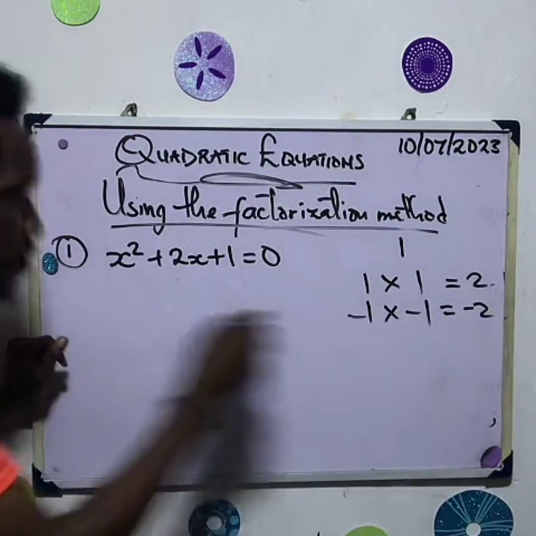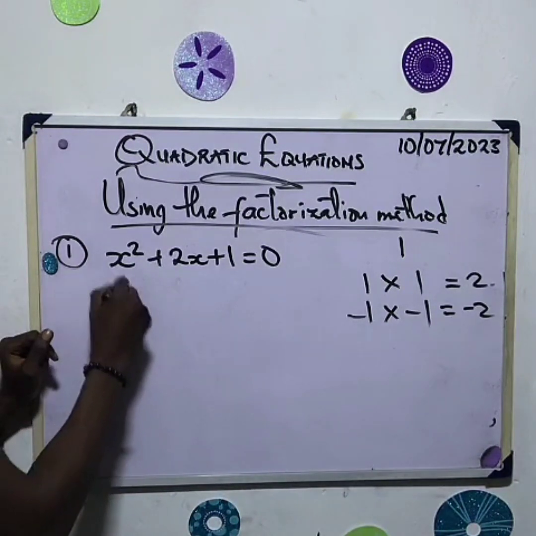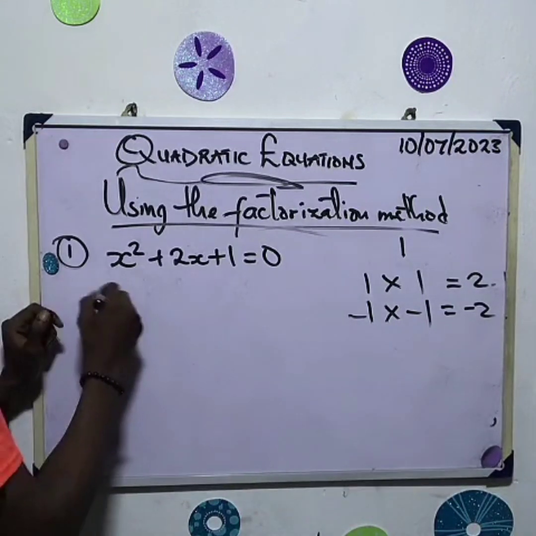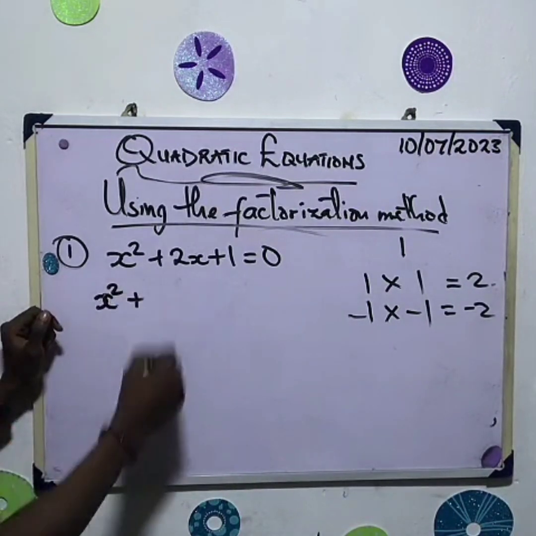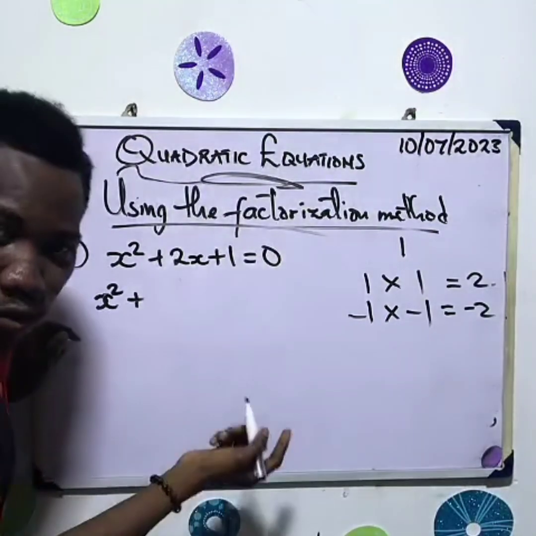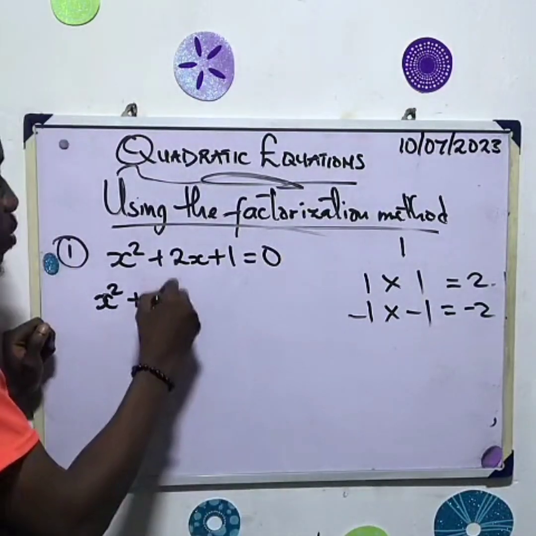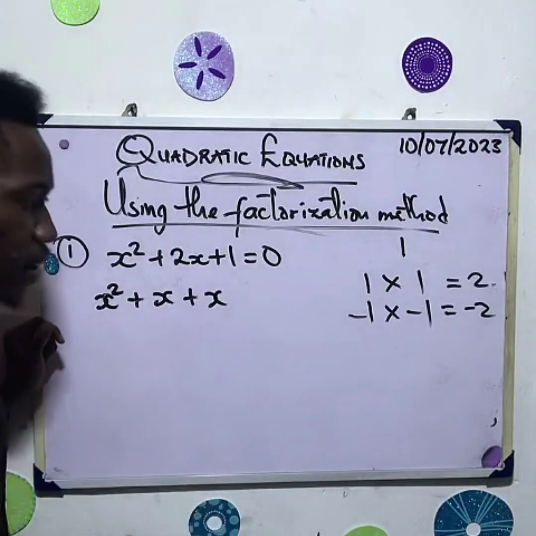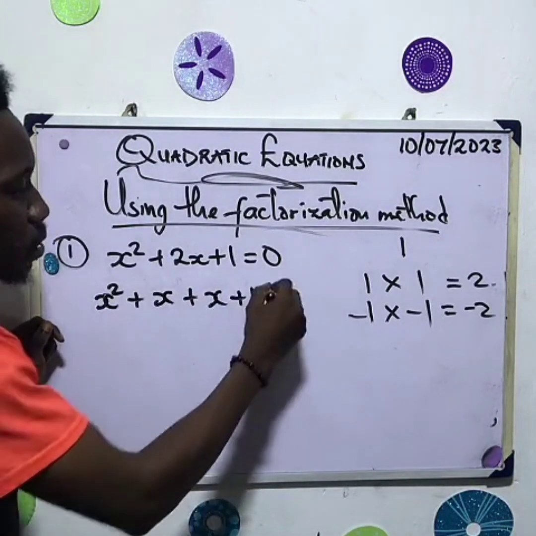So now we're going to break these 2x to become 1x and 1x. 1x plus 1x. So we're going to have x squared plus 1x. Of course, we know we don't write 1x by now. We write x, right? Then plus another 1x, which is x, right? Then plus 1 equals 0.